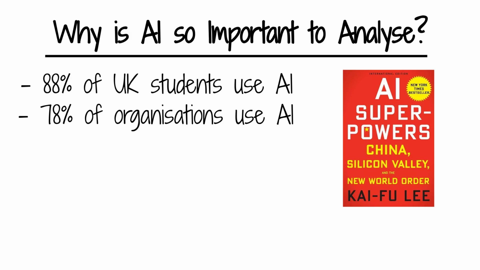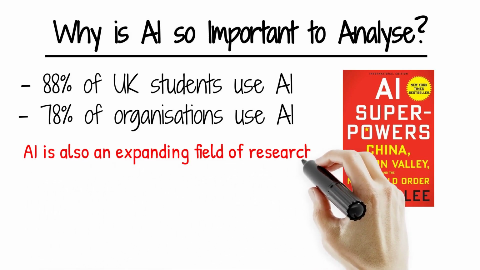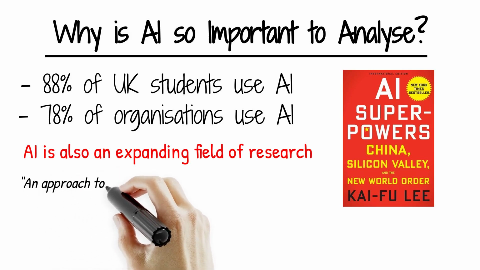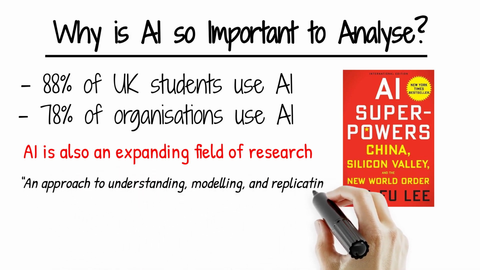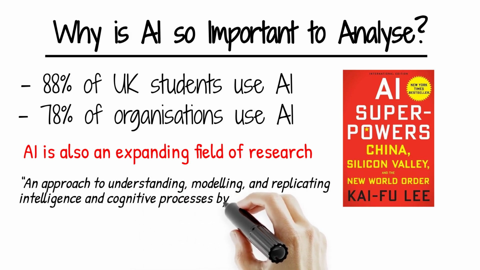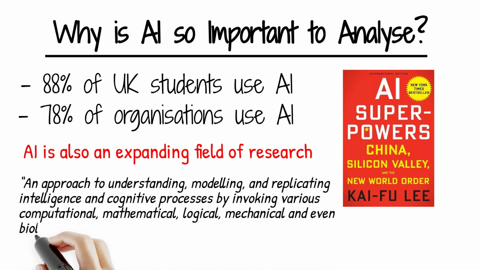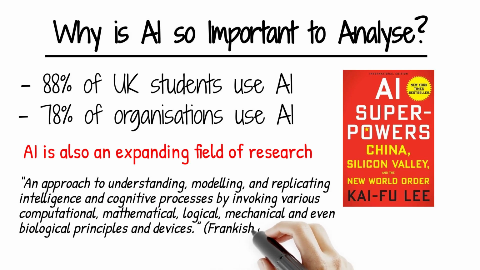And alongside its growth as a technology, AI is also expanding as a field of research, spanning many disciplines. As Frankish and Ramsey put it in the Cambridge Handbook of Artificial Intelligence, AI is an approach to understanding, modelling, and replicating intelligence and cognitive processes by invoking various computational, mathematical, logical, mechanical, and even biological principles and devices. This definition doesn't mention philosophy or psychology, both of which are crucial to defining what intelligence actually is and how humans relate to these systems. And to that, I think we also have to add social sciences.